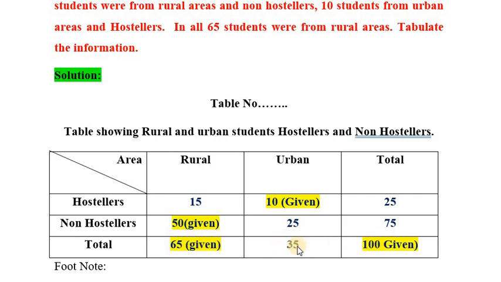And next, with this information, we'll be able to find out the number of students who don't stay in the hostel and come from urban area, which is 25.